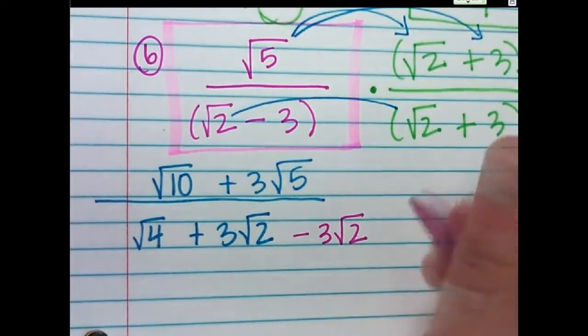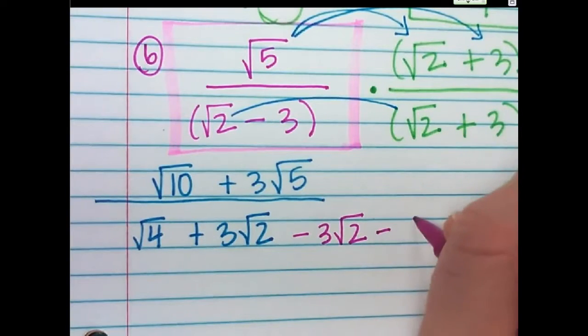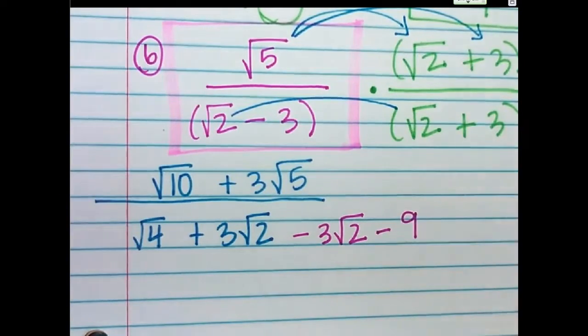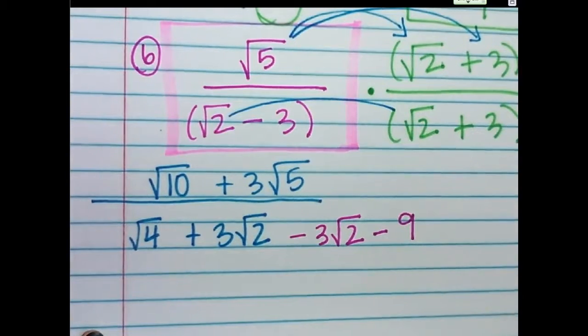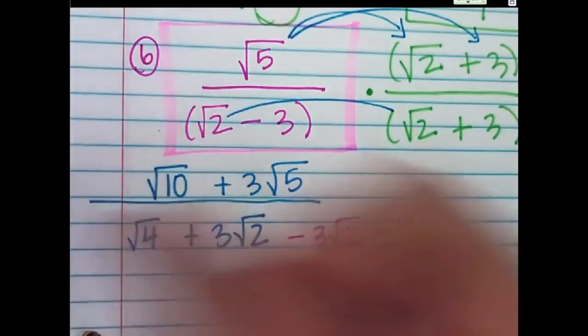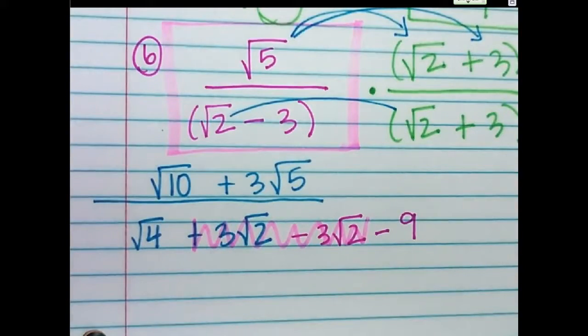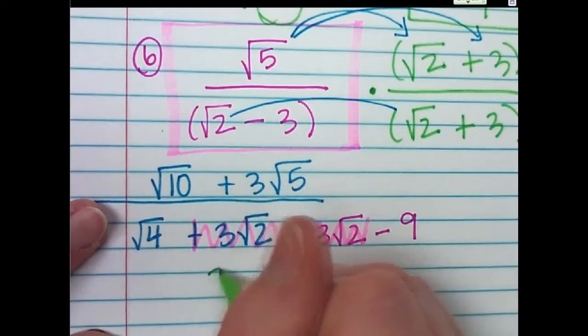And what's my last term? I have a question. Will you ever have a negative on the bottom? Yes. And that's fine, just leave it, is what I do. Okay, so again, there's my middles, they cancel. And then here's where you're going to simplify. What is the square root of 4? 2, so I get 2 minus 9.